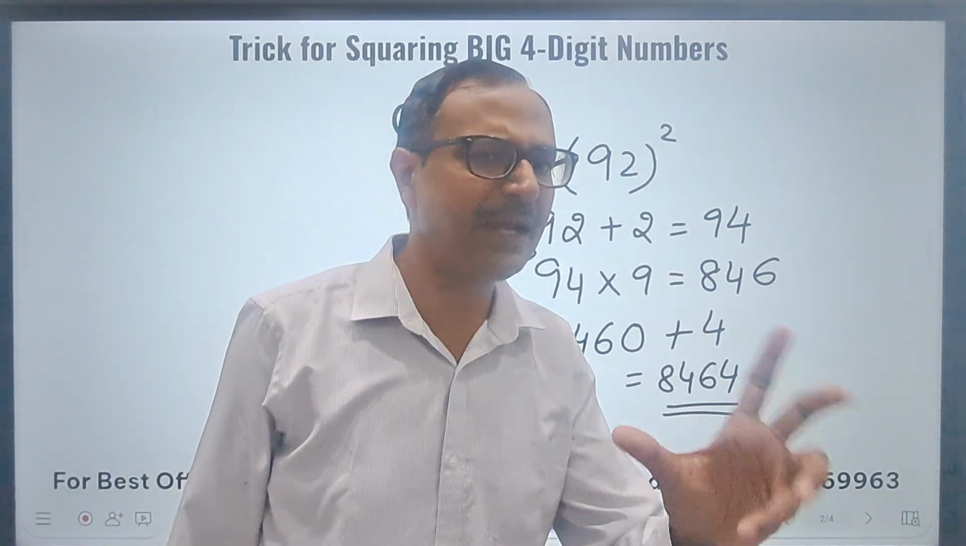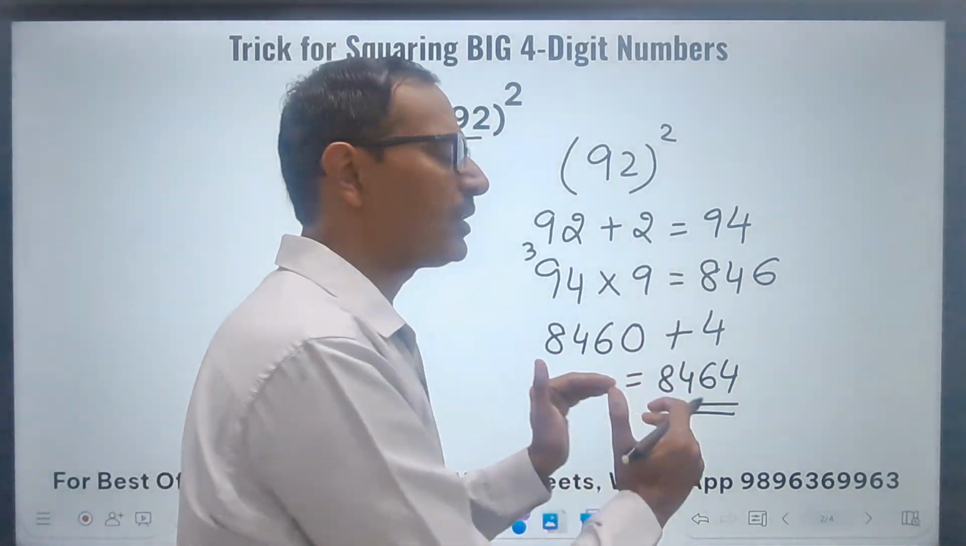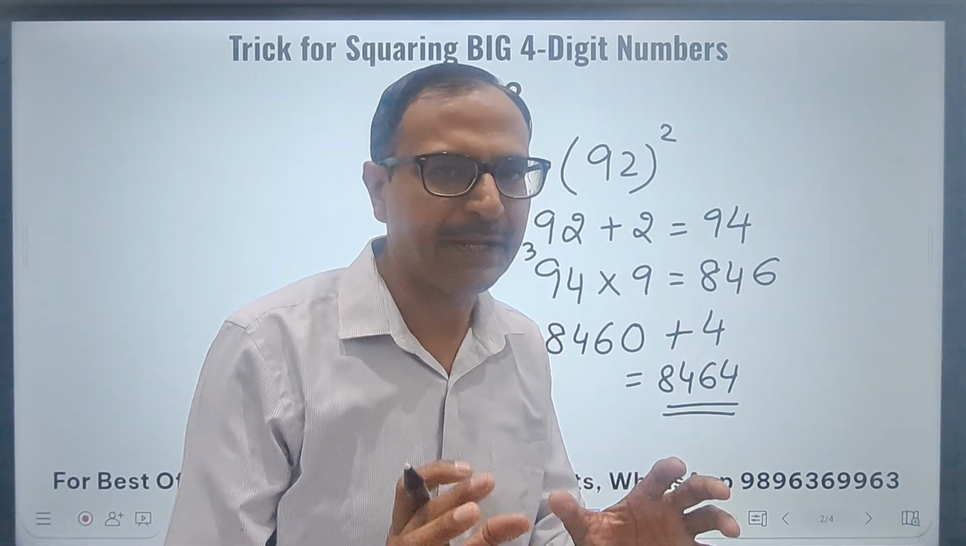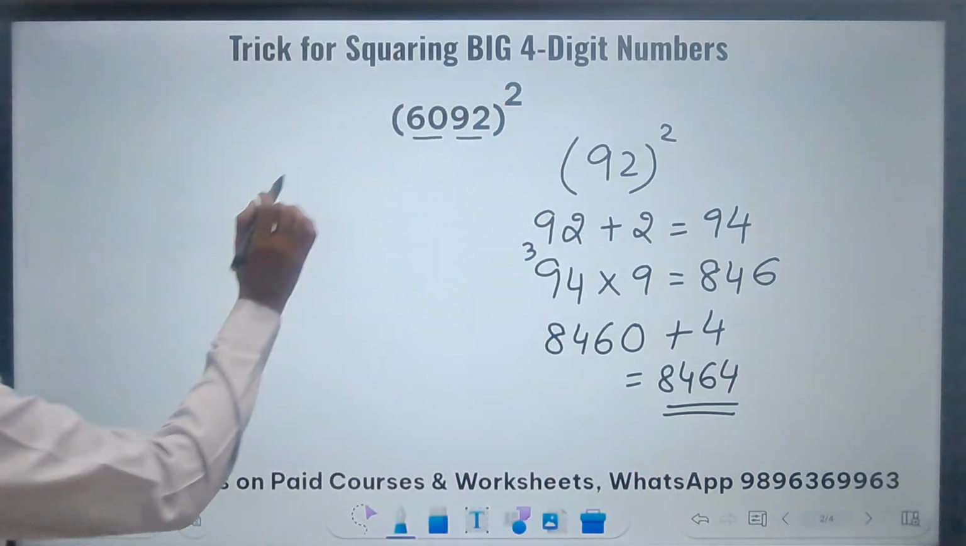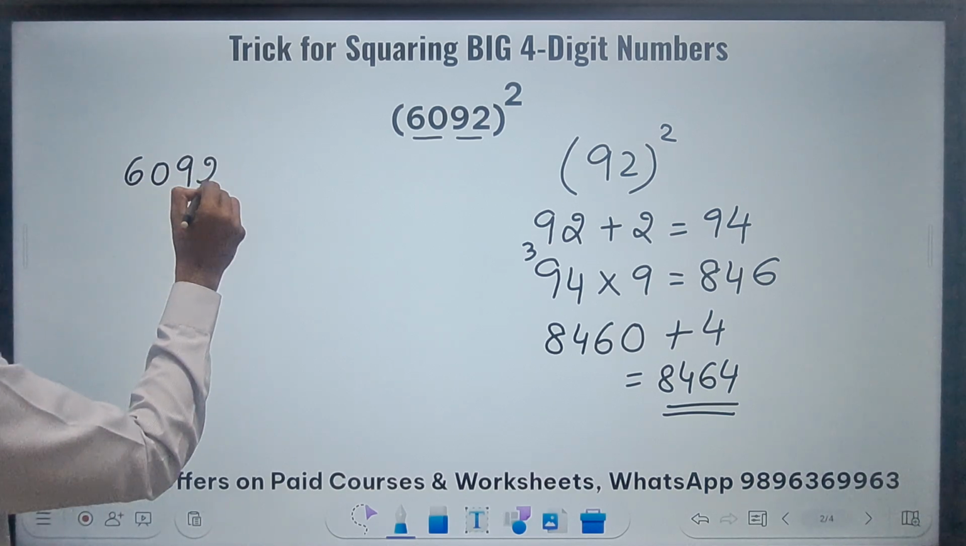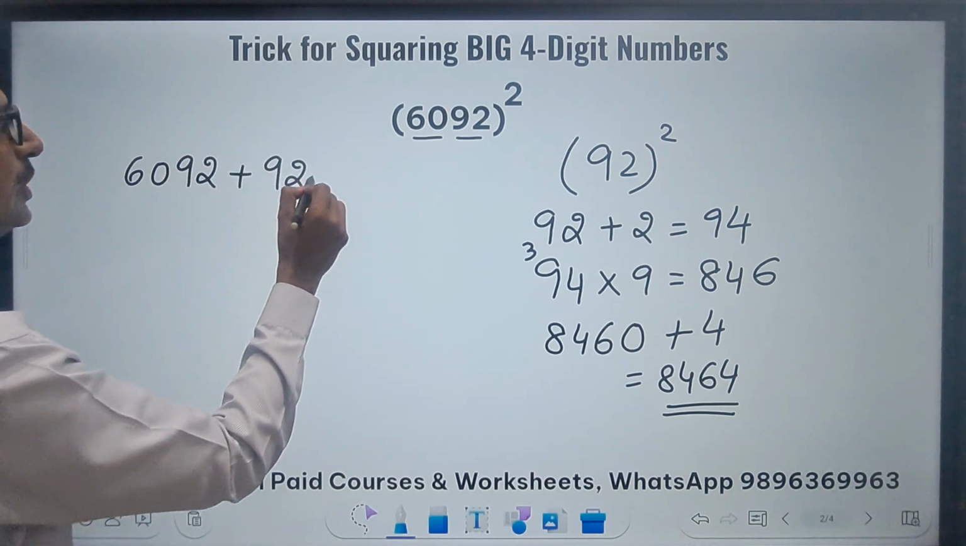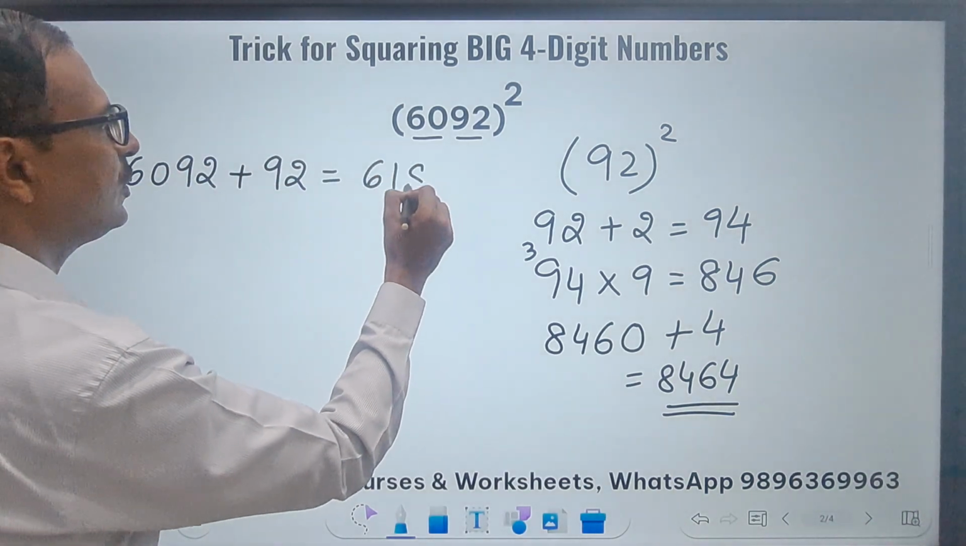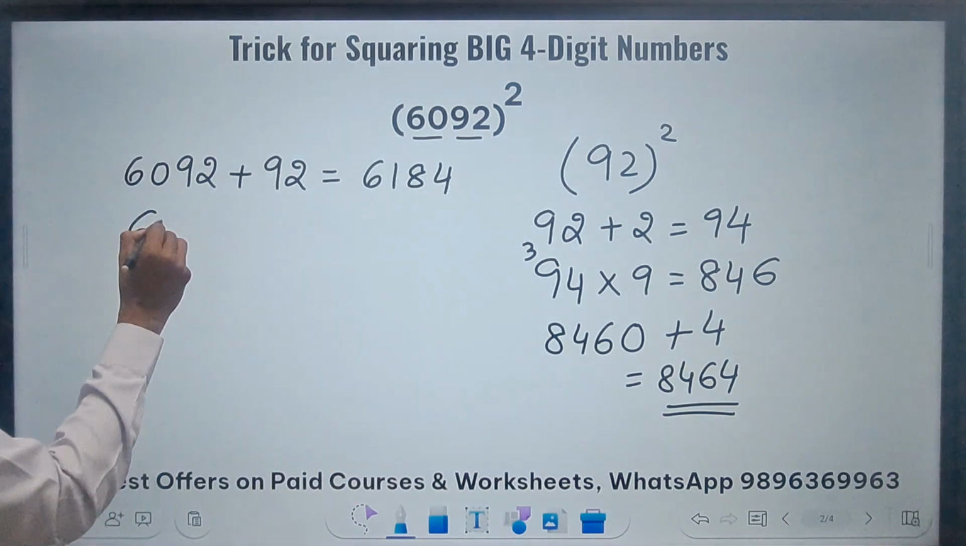Now this is really quick, and just because I have written all the steps, it's looking a little complicated. Okay. Now apply the same method here. 6092 plus 92 is 6184, and 6184.